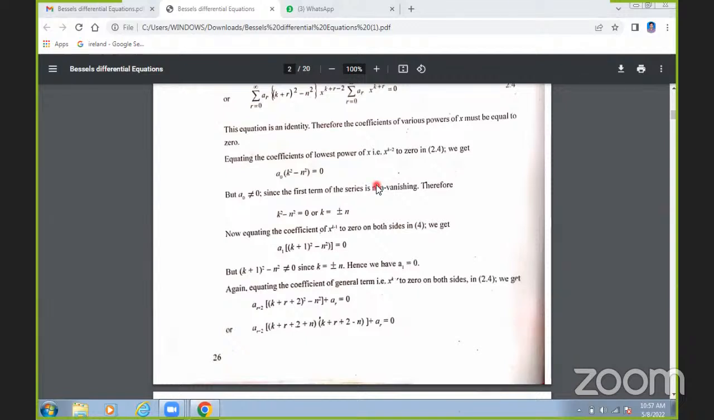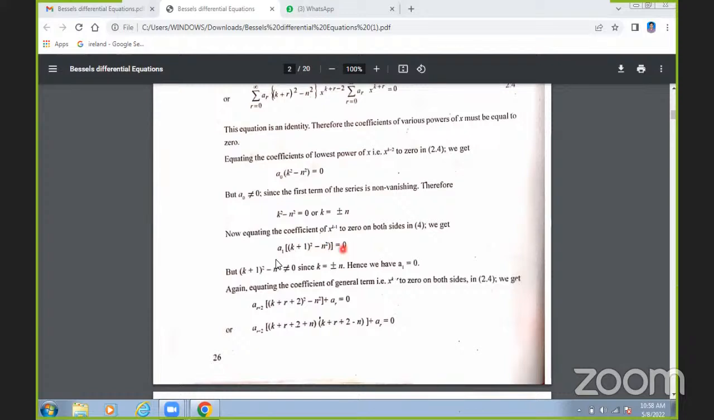Next, after getting the value of k equals plus or minus n, we will equate the coefficient of x to the power of k minus 1 to 0. If you want to write x to the power of k minus 1, then with the r value as 1, we get this equation as a1 into ((k plus 1) whole square minus n square) equals 0.